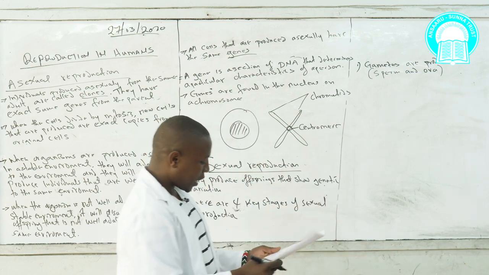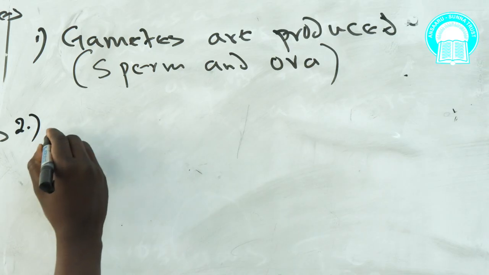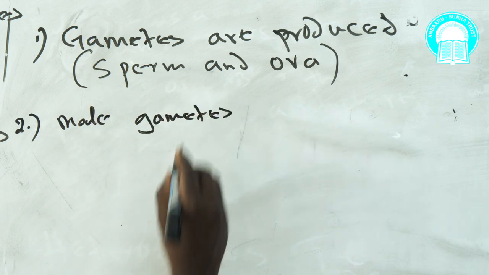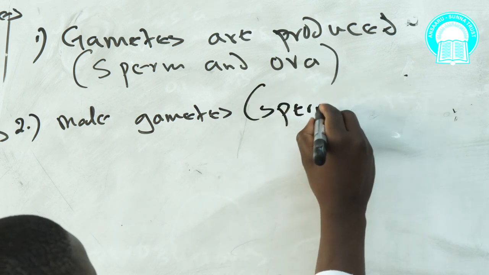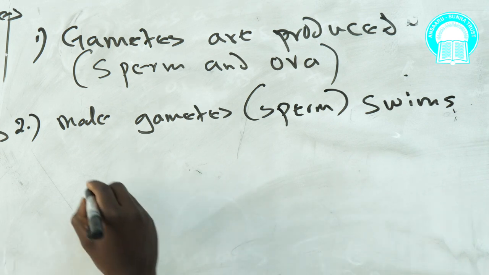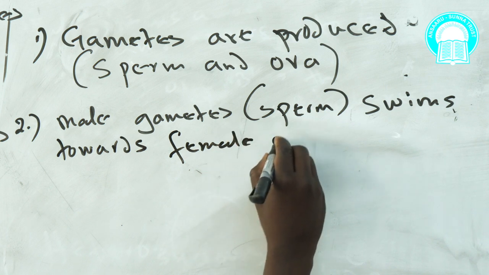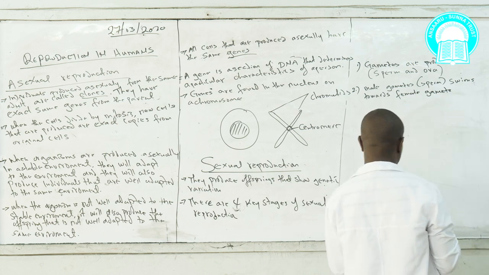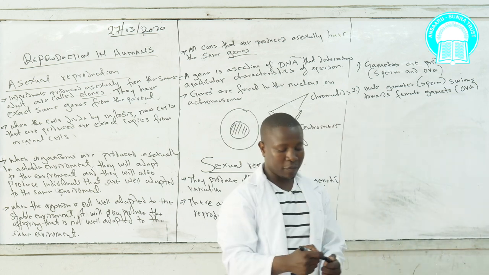Number two, male gametes. Male gametes, which is sperm, swims towards female gametes. That is ova. The male gamete has to swim towards the female gametes.